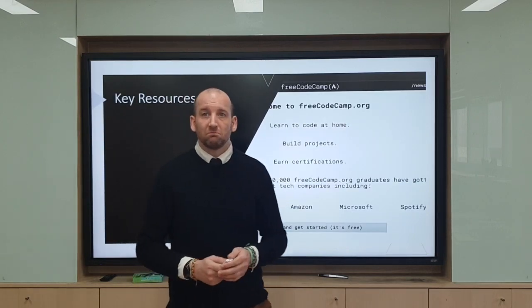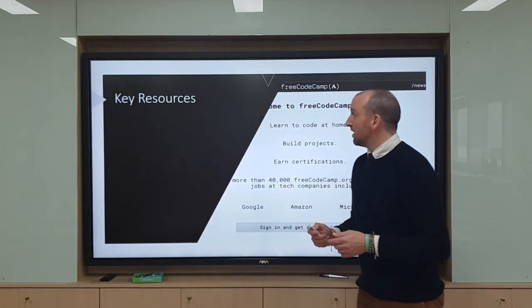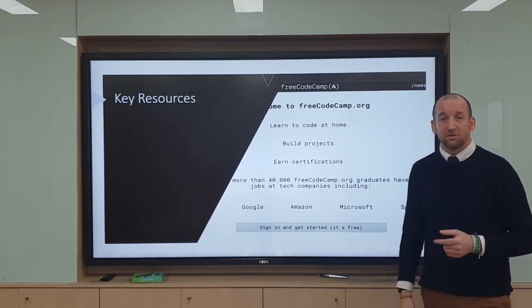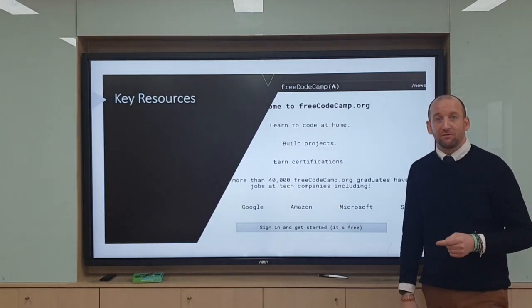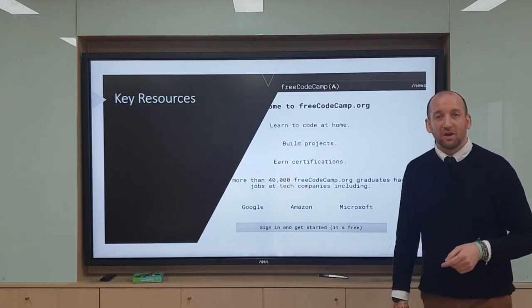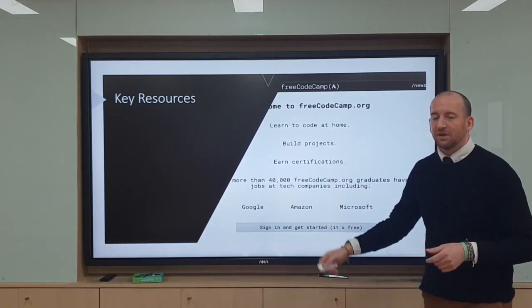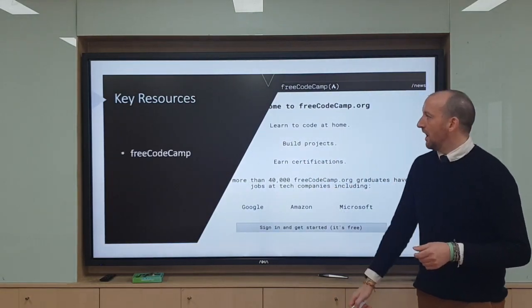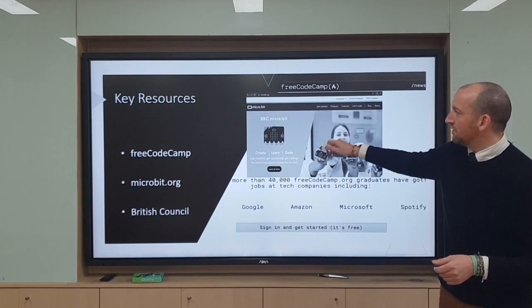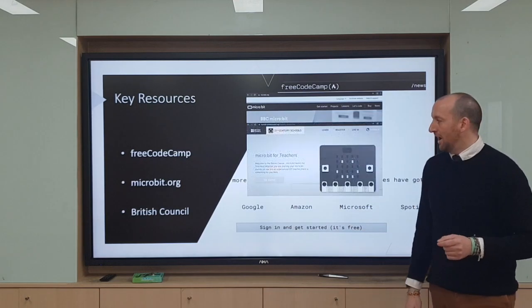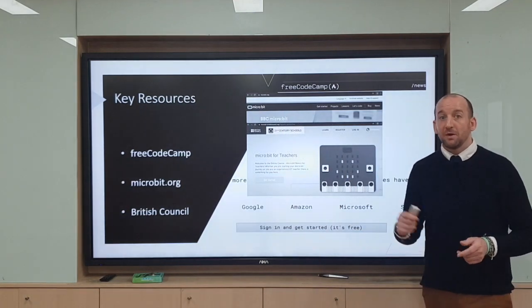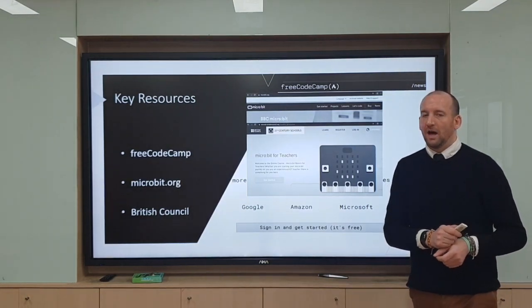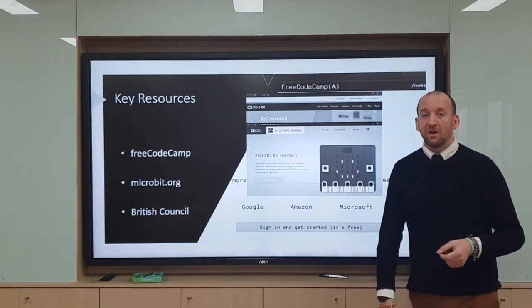So really now, a few key resources. Free Code Camp. It's a great website. Sign up for free and you can learn to code. You even get real certificates from these guys that are industry valued. The BBC do a great one for the micro-bit, and again the British Council do as well. They were at Code TESOL last year in Seoul. There is a lot of support out there for teachers.